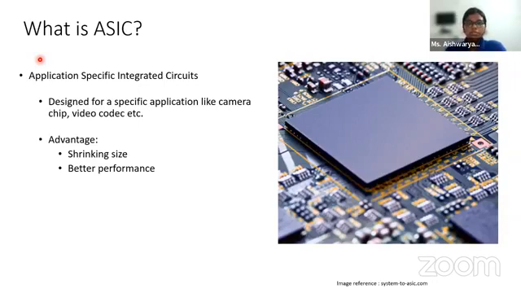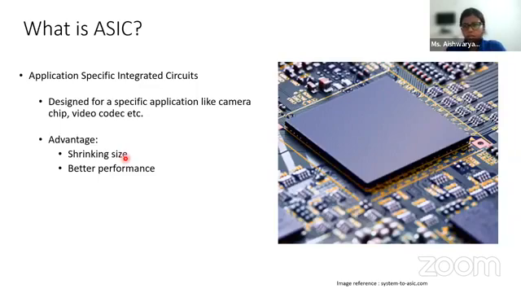Let's suppose the example of the camera chip on your phone. That chip can only be used for camera application. It cannot be used for any other application. If we want any other functionality, we'll have to design another ASIC for the functionality that we require. Then the question that might come to your mind is, why are we even using it, when it's not giving us reprogrammability? There are various reasons, but the two major ones are size and performance. Like I have listed here, we have the advantage of shrinking size and better performance. So what do I mean by shrinking size?